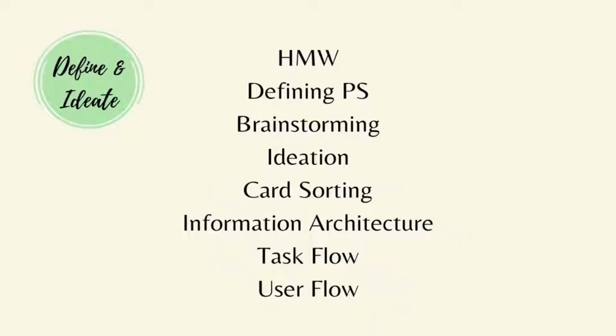So here we are to do each and everything. Thinking about how might we, which will help us define our problem statement. Then we have to do brainstorming and ideation to actually come to solutions for those problem statements. And then we can do card sorting and other methods to define our information architecture, which will be our framework for the product that we will be building, and then task flows and user flows, which will help us further modify our designs.